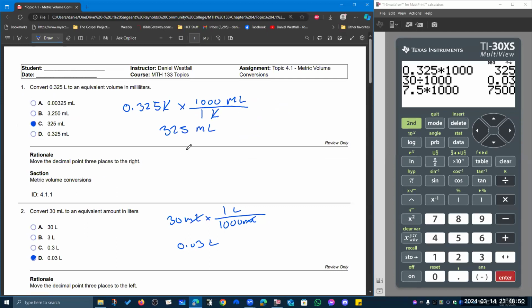In the next video, I'm going to come back, do these same problems again, but I'm going to use the ratio and proportion technique instead. I'll be doing that with each topic here in Chapter 4, showing you both the dimensional analysis technique and the ratio and proportion technique.